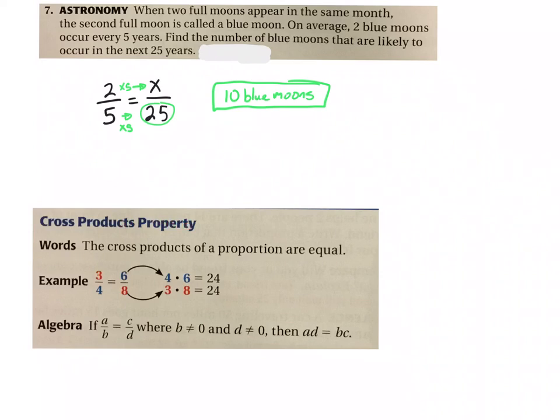In words, it says the cross products of proportions are equal. So here's an example: 3 over 4 is equal to 6 over 8. So I can say 4 times 6 is going to be the same thing as 3 times 8. Notice those both give me 24. So here's the generic form: a over b is equal to c over d. Then that is a times d is equal to b times c. Sometimes this is called the butterfly method, because you can circle it like this, and it looks kind of like a butterfly.